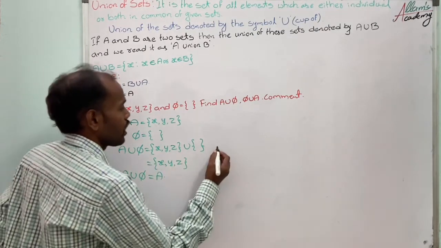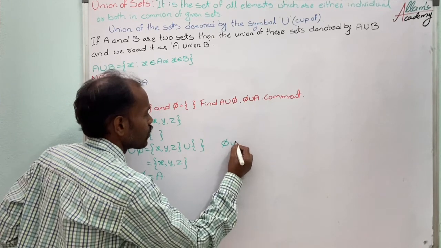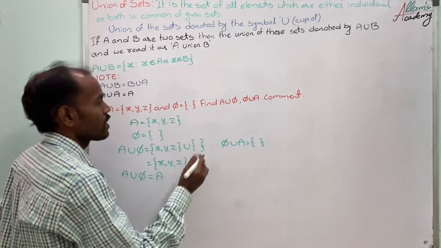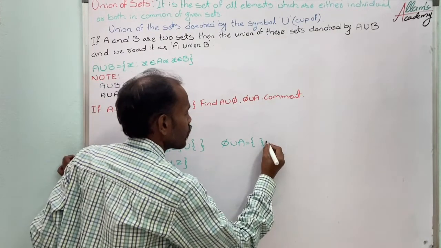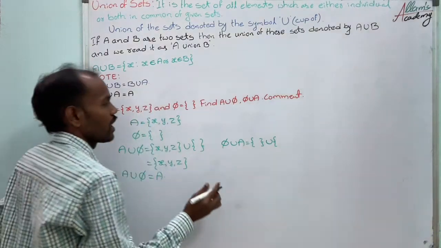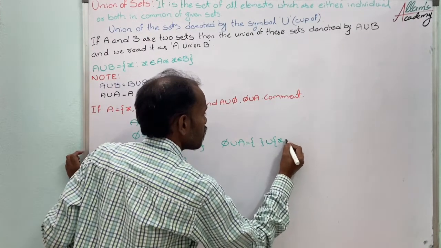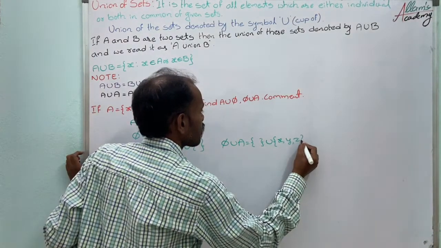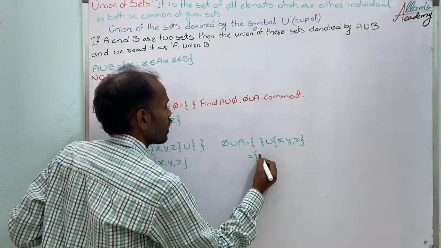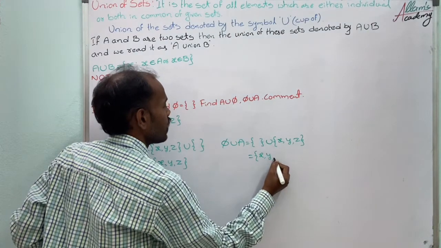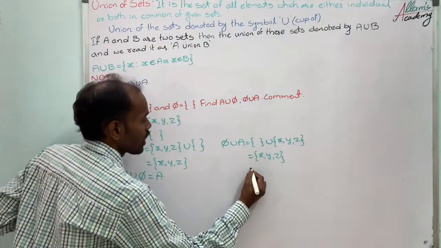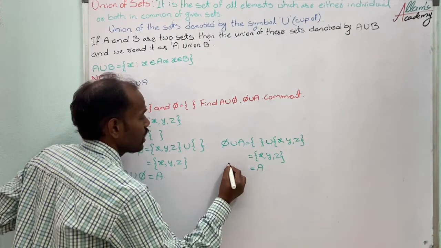Now if we observe phi union A, phi means the empty set, union the set A, which is given with the elements x, y, z. Now both sets together give all the elements x, y, z only. That means it is nothing but the given set A.